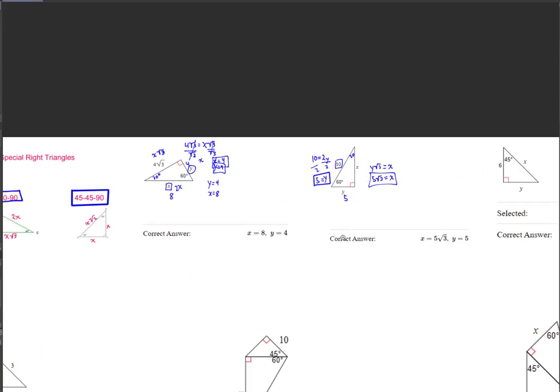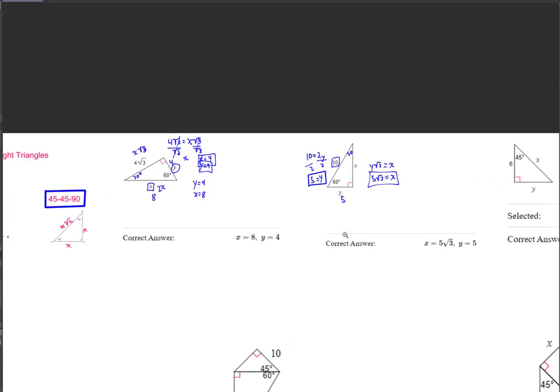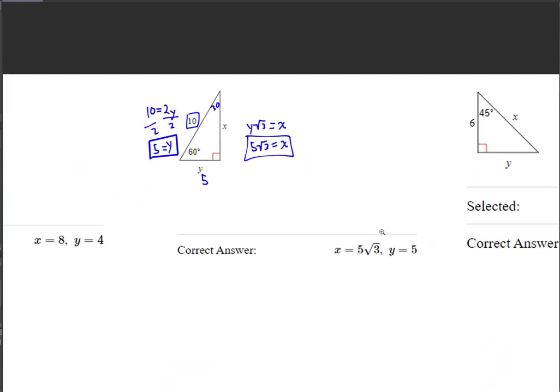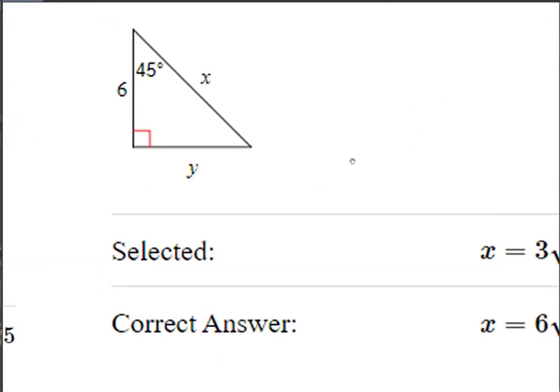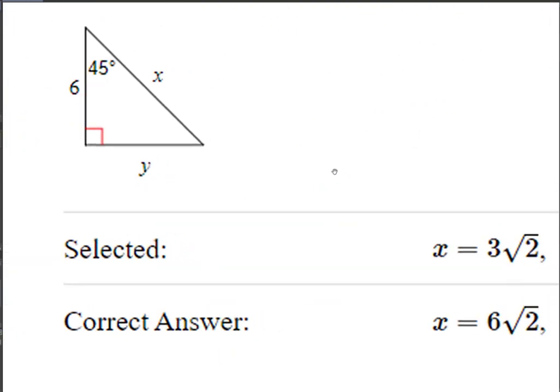And let's double check to make sure we got that right. The answer is yes. It always feels good to get things right. All right, let's go ahead and move on to the next one. Now we're moving on to 45-degree triangles.